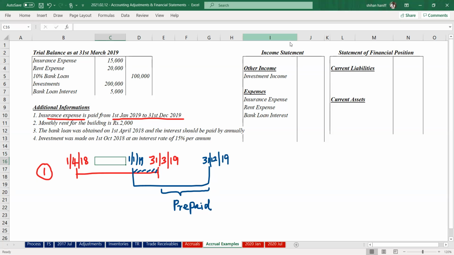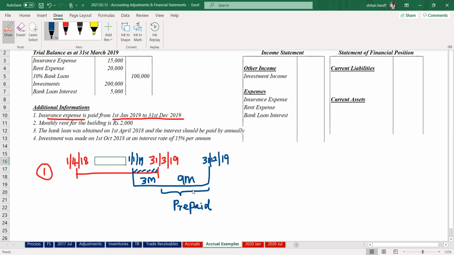Then you need to identify the number of months. So 1st January 19 to 31st March 19, how many months? 1st January to 31st March, 3 months, right? So this year only 3 months, and for next year they have paid 9 months.